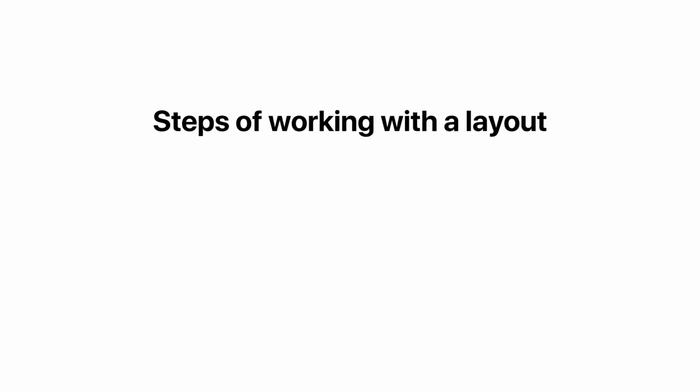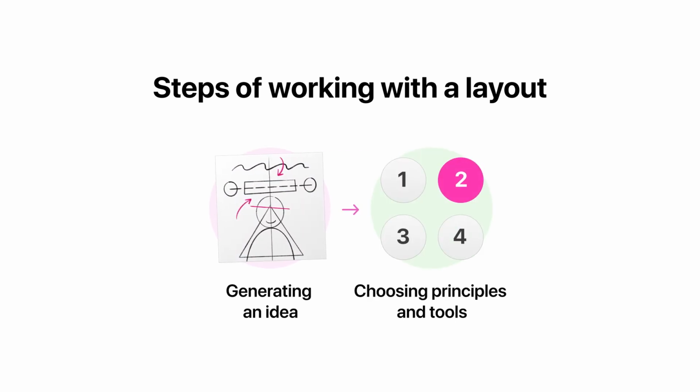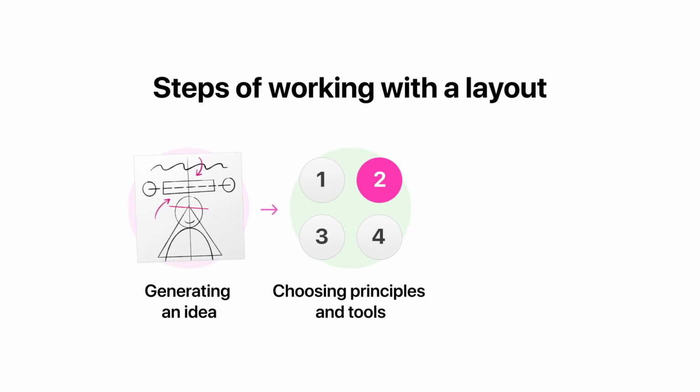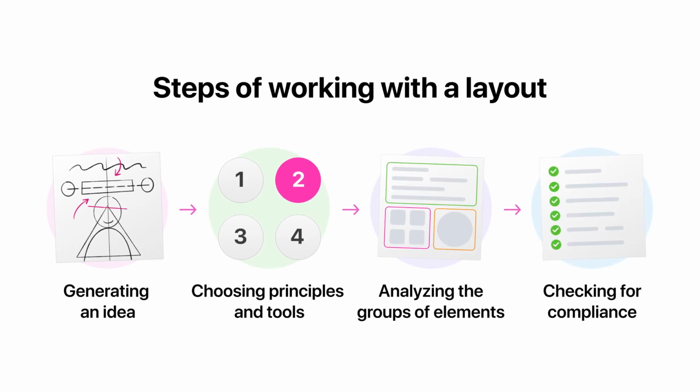Working with a composition typically involves 4 steps that are carried out in sequence. Generating an idea, choosing compositional principles and tools that support your idea, analyzing the groups of elements within the composition, verifying that the finished composition follows the laws of composition. You should be familiar with all of these steps by now, but we'll review them again using an example, this time in the context of a step-by-step process for creating a composition.